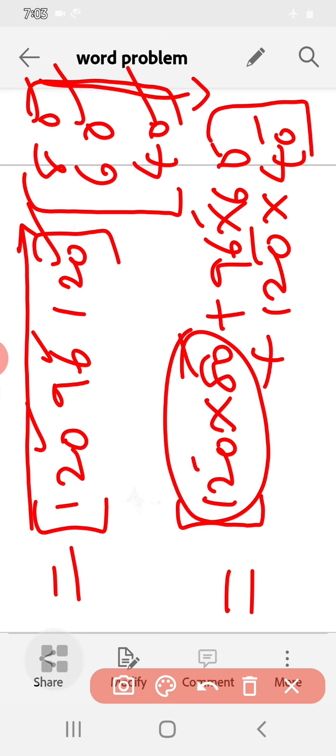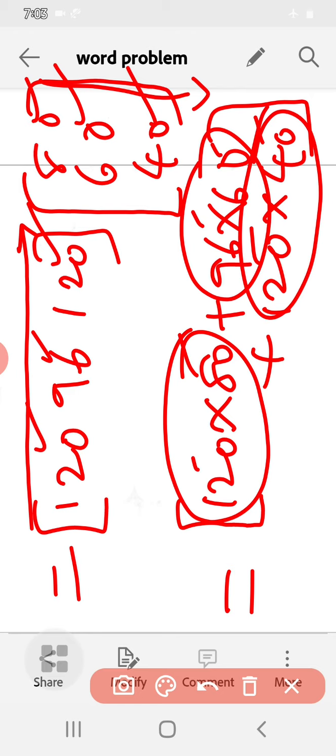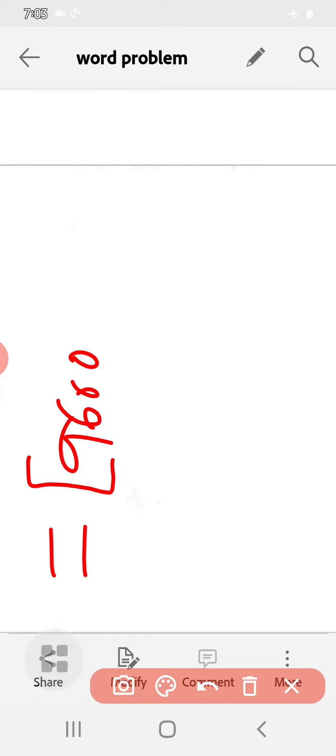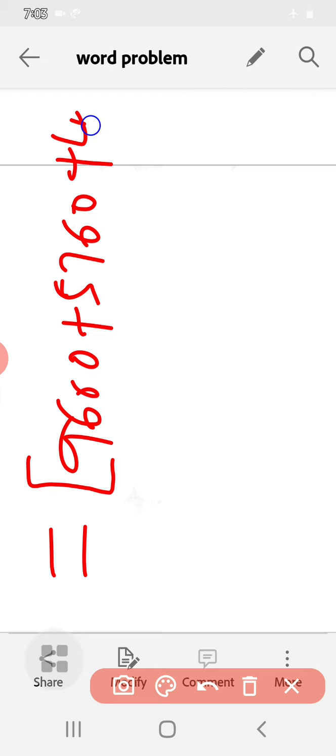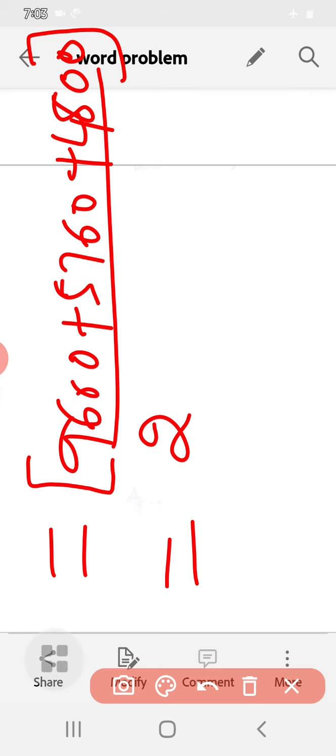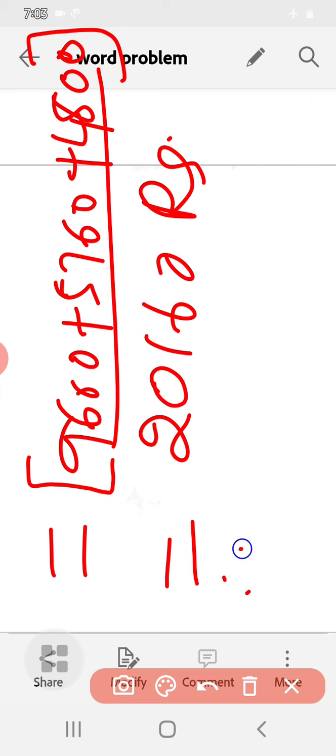Then you have to multiply this one, this one and this one, then add them. What is the first multiplication here? 120 into 80 is 9600, plus 96 into 60 is 5760, plus the last one, 120 into 40, is 4800. The sum of all these gives 20,160 rupees.